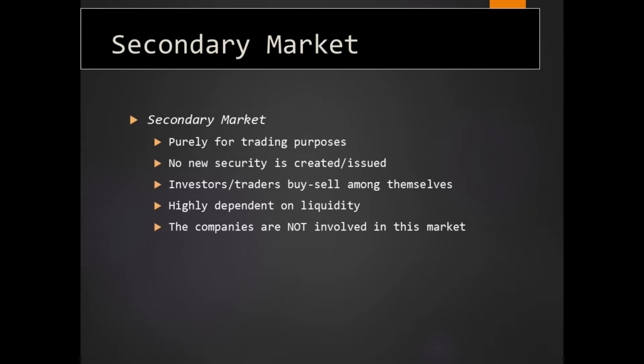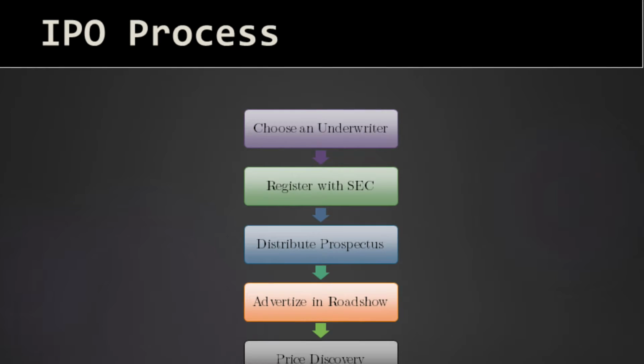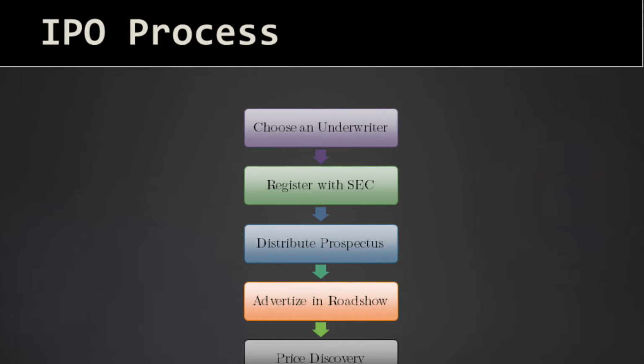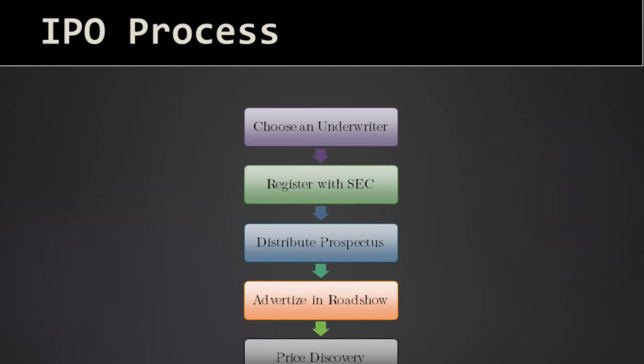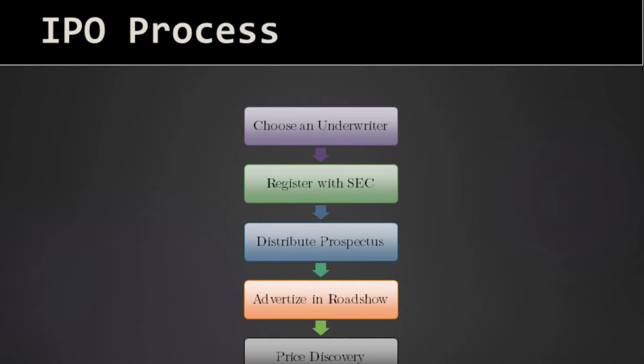So, now that we understand the key issues related to primary and secondary markets, let us move on to an important issue on primary markets: the IPO, or the initial public offering. Firstly, how does an IPO work? Now let us put ourselves in a company's shoes.